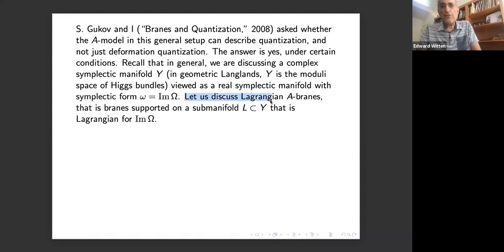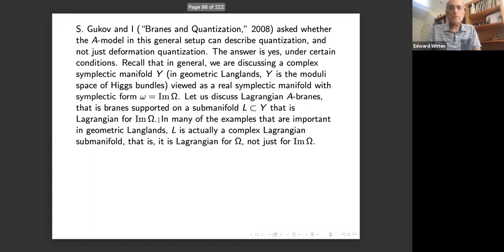Let's discuss Lagrangian A-branes, that is, branes supported on a submanifold L that's Lagrangian for Mω. In many examples that are important in geometric Langlands, L is actually a complex Lagrangian submanifold. So it's Lagrangian for ω, not just Mω.